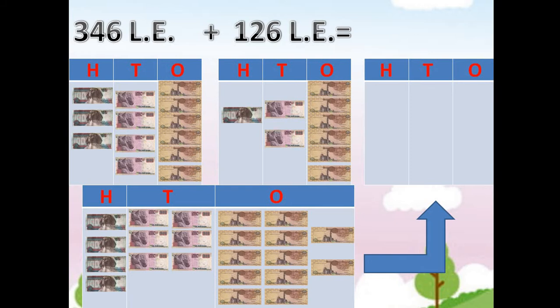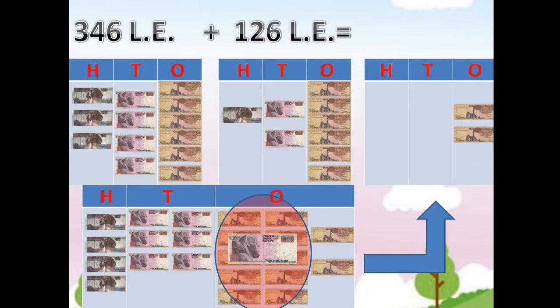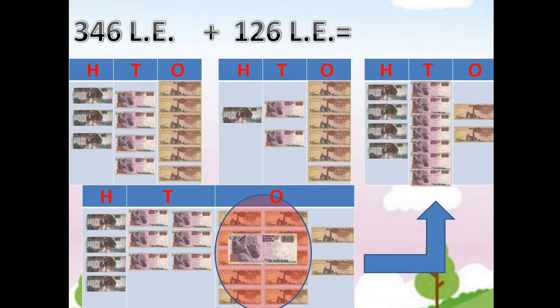How? I will take 10 ones. And we said that 10 ones equal to 1 ten. Exactly. So the rest with me in the ones will be 2 ones. And all the tens now we have already 6 tens, and we have the new one. So all the tens we have now 7 tens. And all the hundreds, the hundreds will be the same, so 400. The answer will be 472 LE.